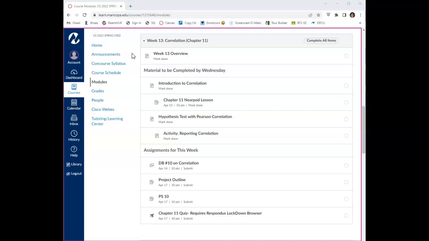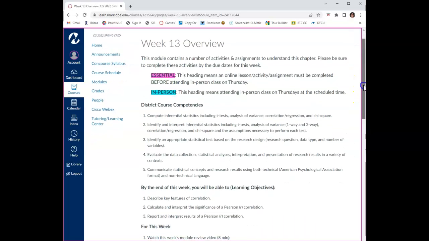The previous statistical tests, such as t-test and ANOVA, were comparing sample means. So we use the term difference in our summary and interpretation statements. Now, since we're measuring relationships, we will use the word relationship instead of difference in our hypotheses and summary and interpretation statements. Let's get started with this week's overview.